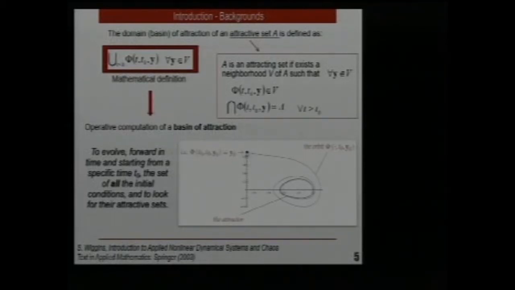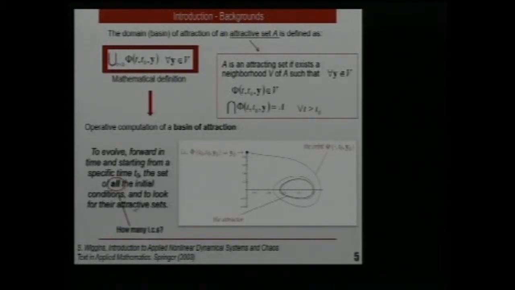Basically, you start from an initial condition, run your system, and end up on an attractor, and then change the initial condition, run again, and so on and so forth. All the initial conditions leading to the same attractor are the basin of attraction. Basically, they are the union of the evolution function measured backward in time, starting from an attractive set.